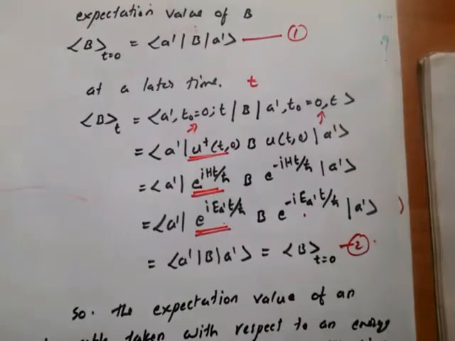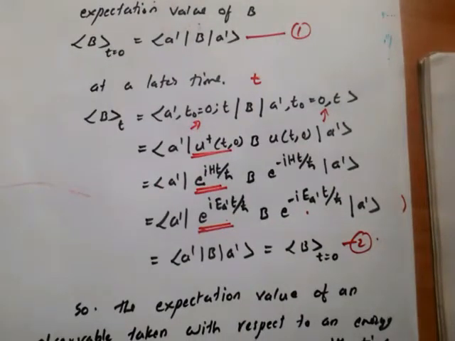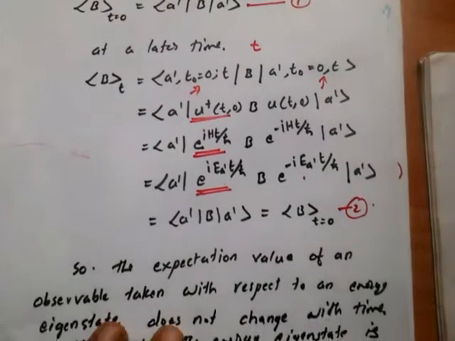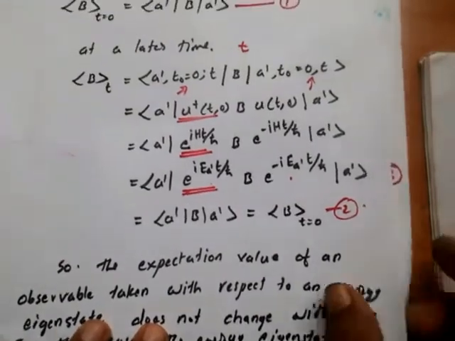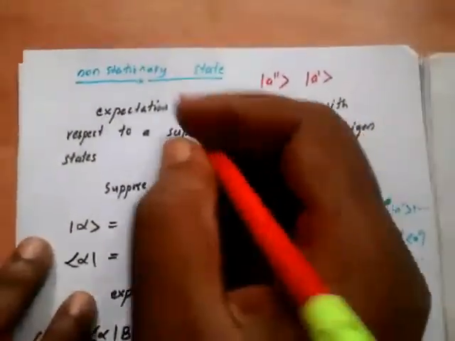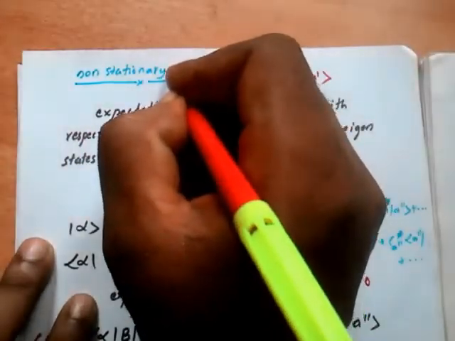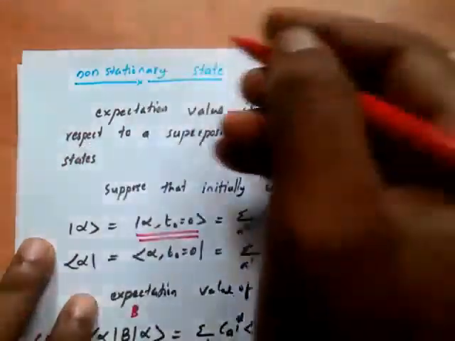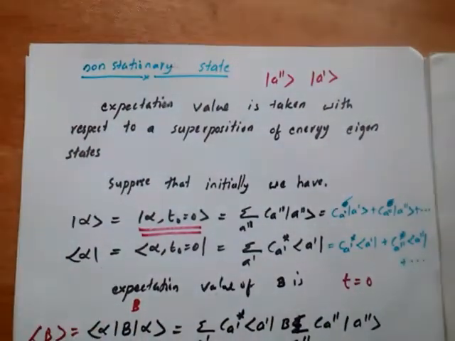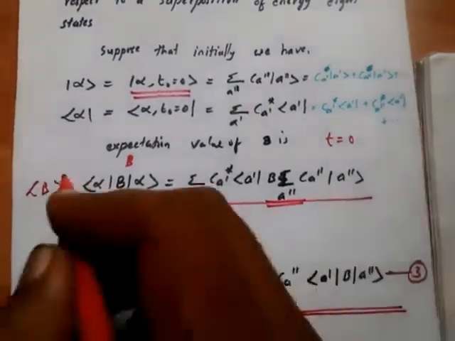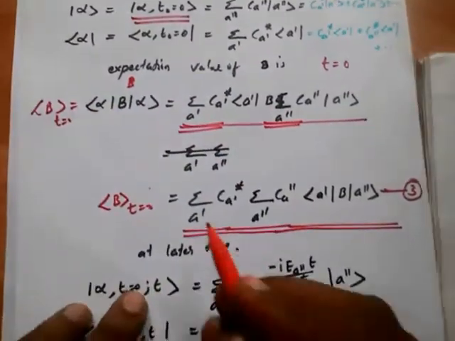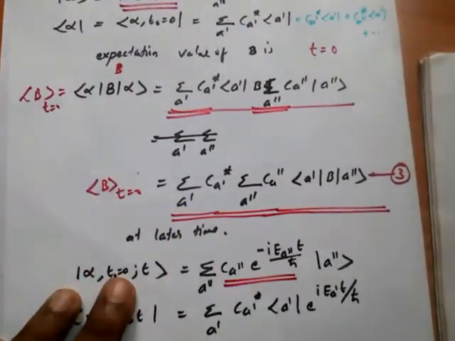That means for a single state, the expectation values will not change with respect to time. So we called it a stationary state. Then we discussed a non-stationary state. A non-stationary state means the state is a superposition of two or more different energy states. And we found that at time t equal to 0, we got one expectation value for this operator B.